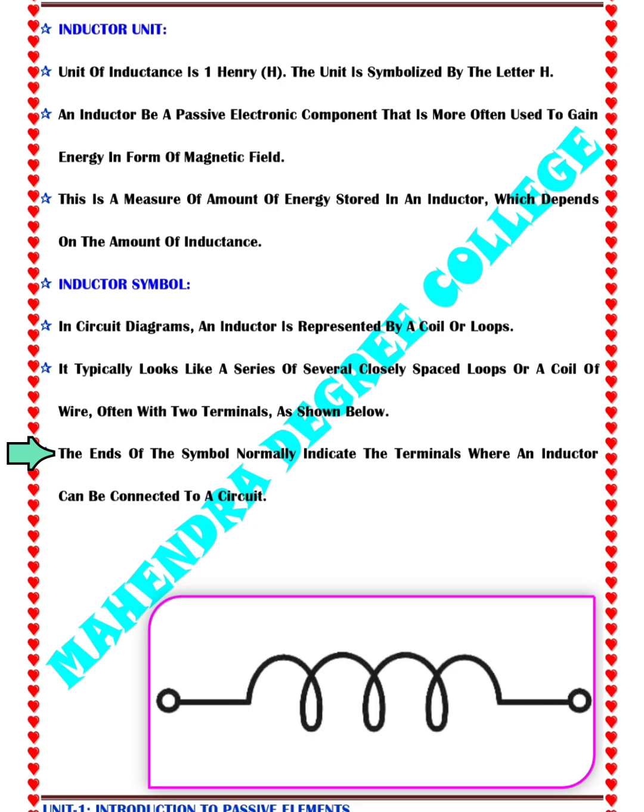Current flows into one terminal and out through the other, allowing the inductor to function, store energy, and oppose changes in current. The final explanation: the ends of the inductor symbol in a circuit diagram represent the real life connection points, meaning terminals where the inductor is attached to a circuit. These allow current to flow through the coil and create a magnetic field.